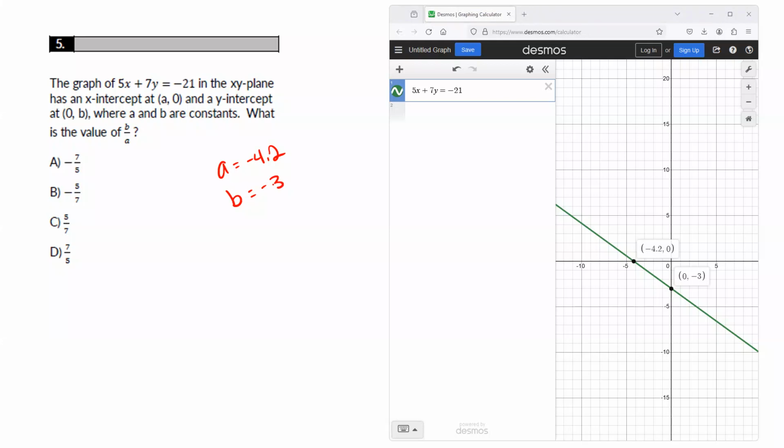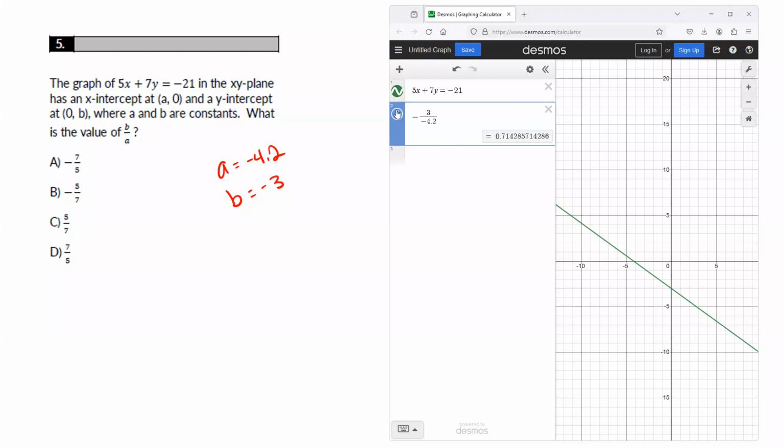And the question is, what is the value of B over A? So Desmos is going to help me one more time. You know, Desmos does more than graph. It also calculates for you. So I've got a negative 3 divided by negative 4.2. And I get this nice fraction, but guess what? Desmos is good at fractions too.